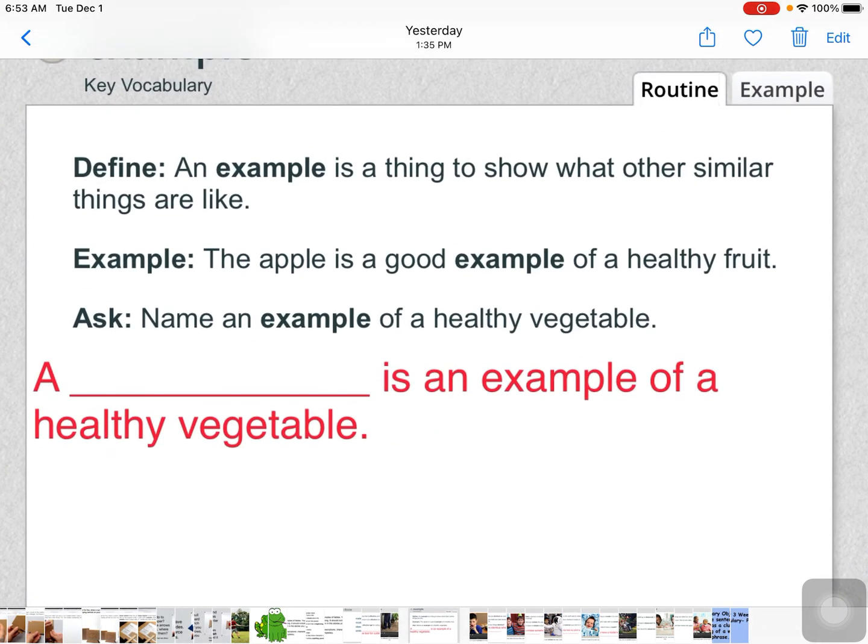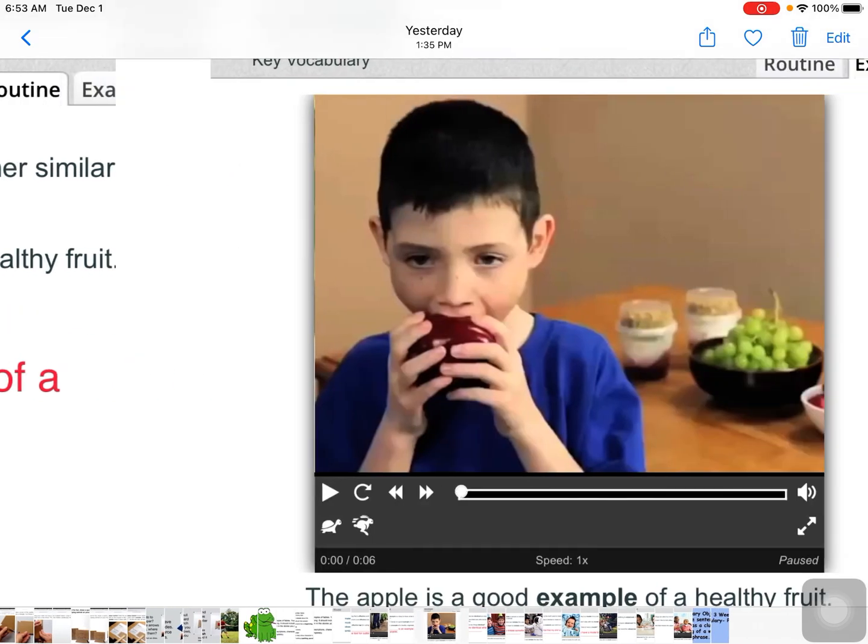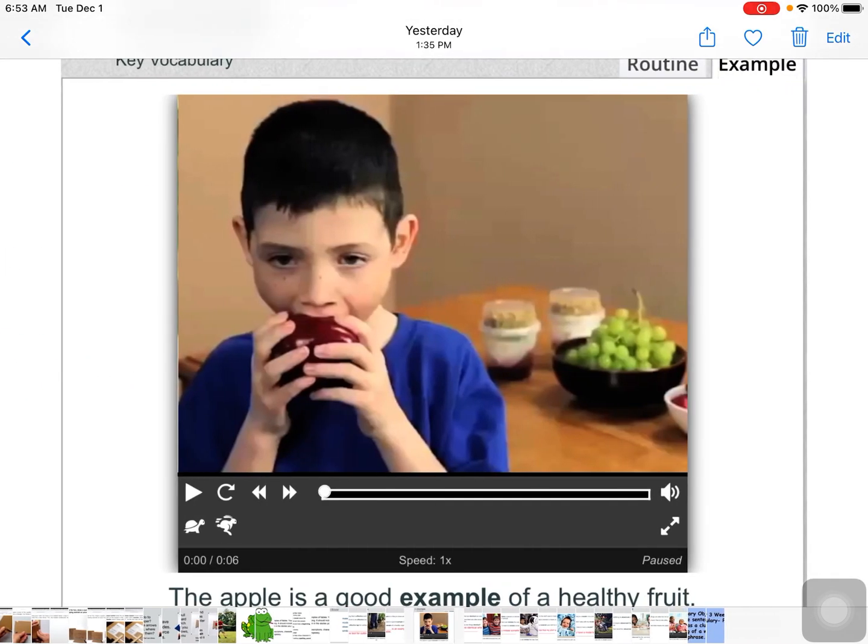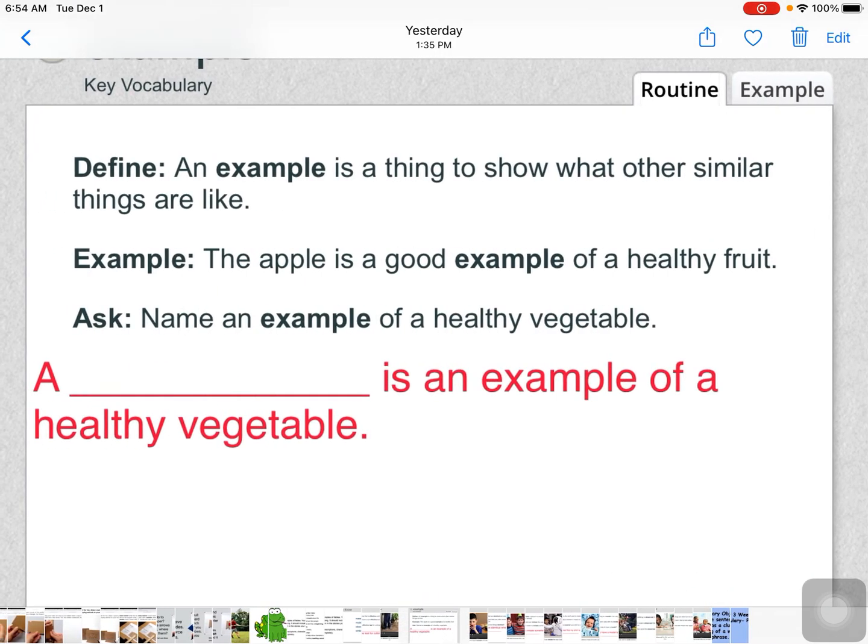Our next word is example. Please say that word, example. An example is a thing to show what other similar things are like. So an apple is an example of a healthy fruit. So if we want to show what other things are like, we want to show an example of a healthy fruit, we could choose an apple. The apple is a good example of a healthy fruit.